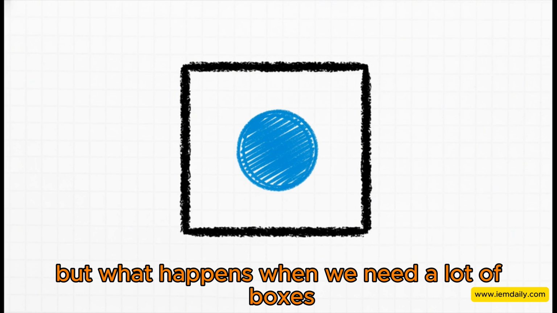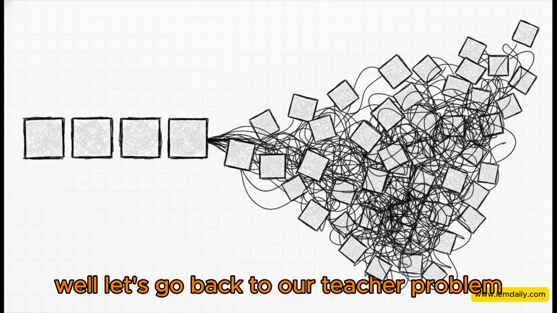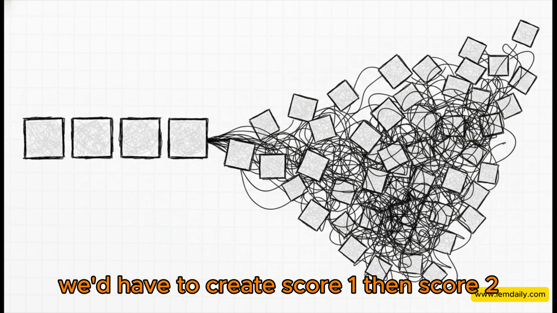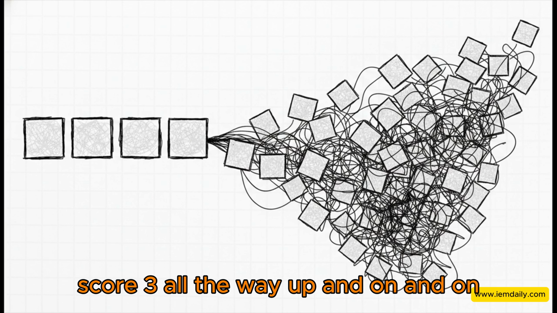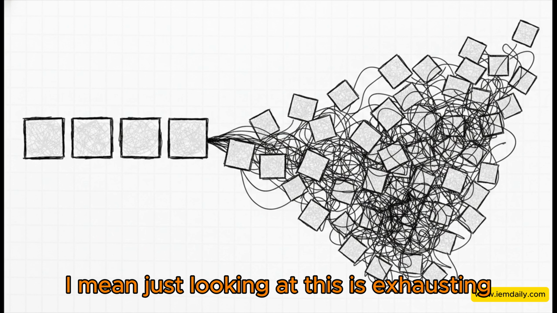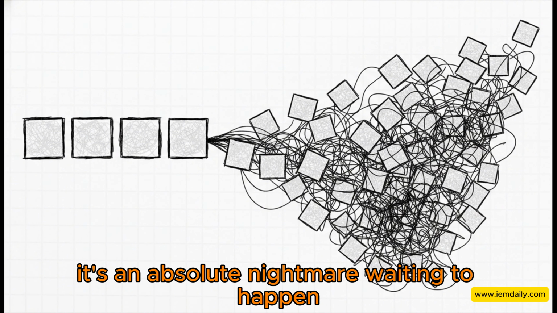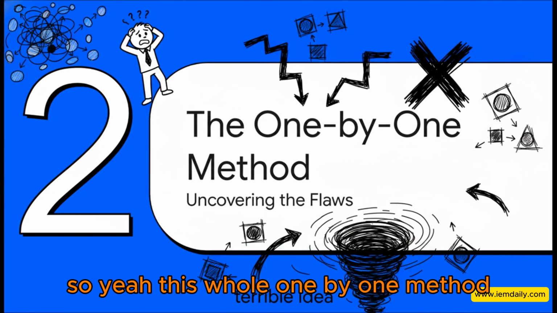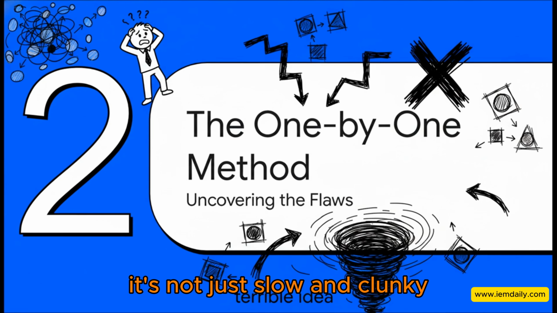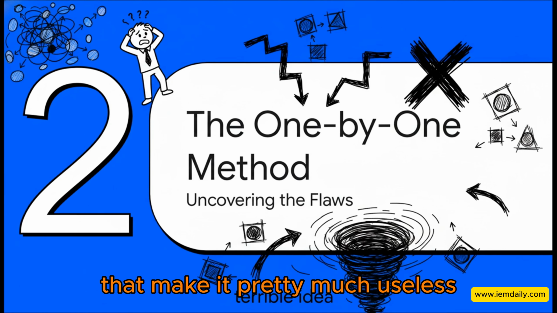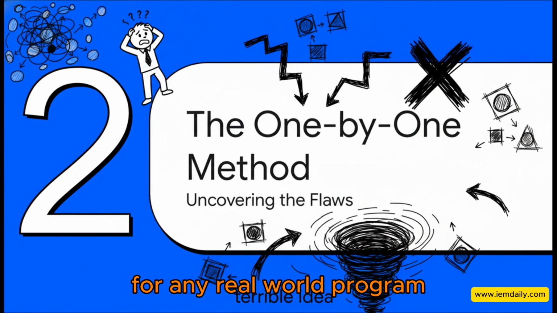But what happens when we need a lot of boxes? Well, let's go back to our teacher problem. You can see where this is going, right? We'd have to create score1, then score2, score3, all the way up, and on, until we finally get to score100. I mean, just looking at this is exhausting. It's not just tedious, it's an absolute nightmare waiting to happen. How do you even remember all those names? So yeah, this whole one-by-one method, it's not just slow and clunky, it brings a ton of other problems to the table that make it pretty much useless for any real-world program.